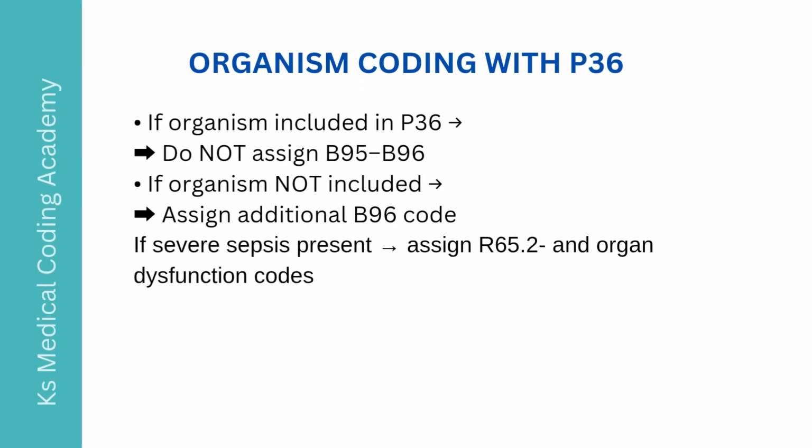Organism coding with P36. If the P36 code identifies the causal organism, no additional B95 or B96 code is assigned. If the organism is not identified, an additional B96 code is assigned. If severe sepsis is present, assign R65.2 and any associated organ dysfunction codes.